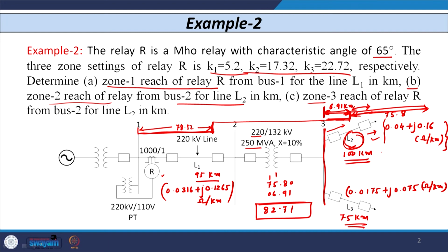So, out of this, the backup provided for line L2 is 82.71 kilometer. So, the entire line L2 is not protected. If primary fails for L2, then some other line will take care, but only up to 82.71 kilometer, not beyond that. So, 100 minus 82.71 kilometer is again not protected, meaning for that line length section, the backup is not available from other relays. So, that is the meaning of this.